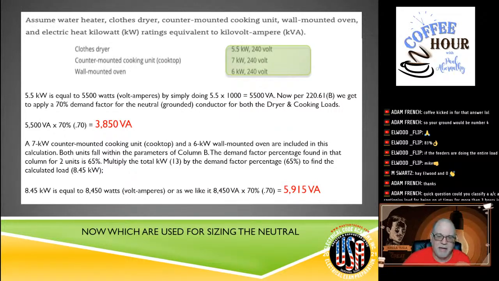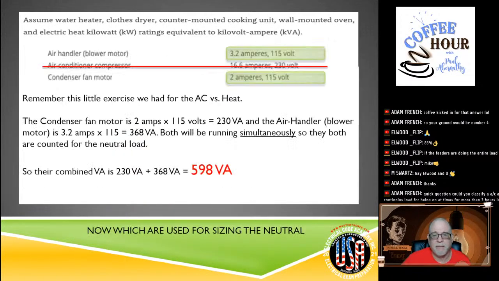Now let's deal with those counter-mounted cooking units, right? Now we already did that math and we ended up with 8,450 VA. We already did it. But guess what? We get to take an additional 70% reduction. So what we do is take 8,450 VA times 70% or 0.70, and that drops it to 5,915. Now I'm going to double check that because you always should. 8,450 times 0.70, 5,915. Yep, check. We're good. So write that down. That's your contribution for the neutral for your cooking.